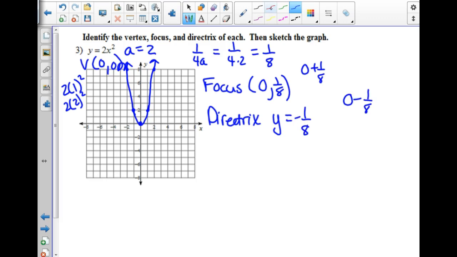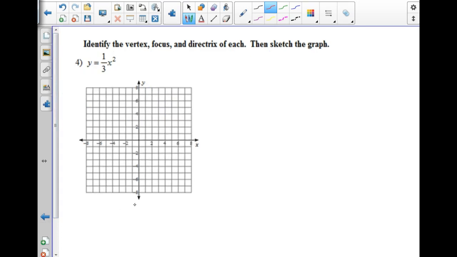Now you see what I mean by this one's going to be even harder to even show. You couldn't really even hardly put it on here because it's so close to there. You know? All right. You don't really have to put it on there, as long as you can write me the focus and the directrix.